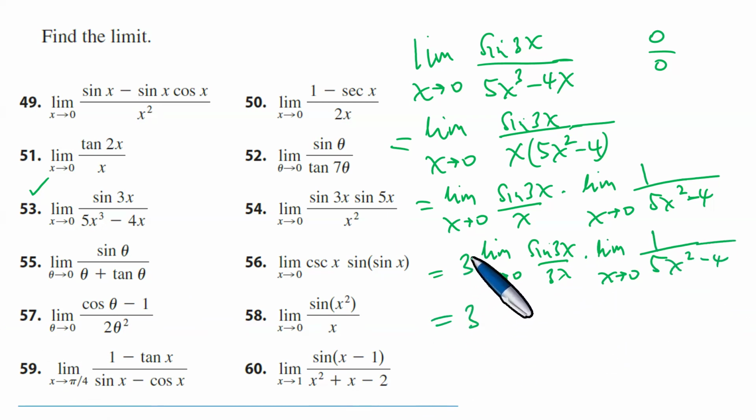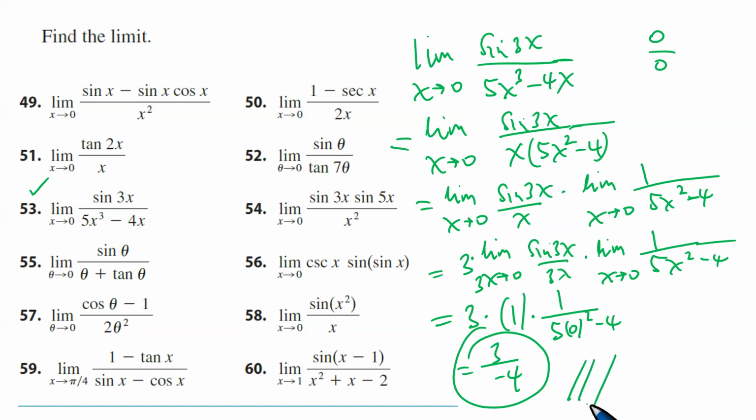And then we have 3 times. This one here is exactly 1, times 1 divided by minus 4, which is 3 divided by minus 4. So this is exactly minus 3 over 4. It is minus 3 over 4.